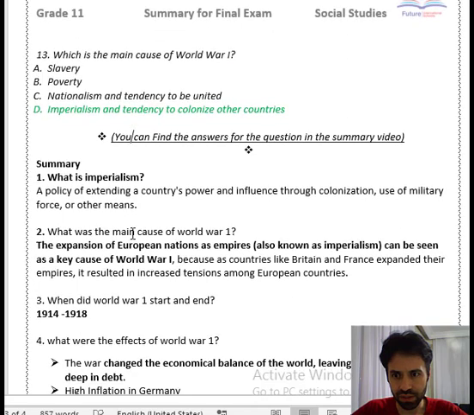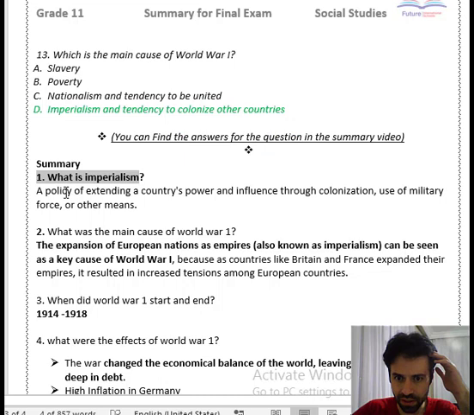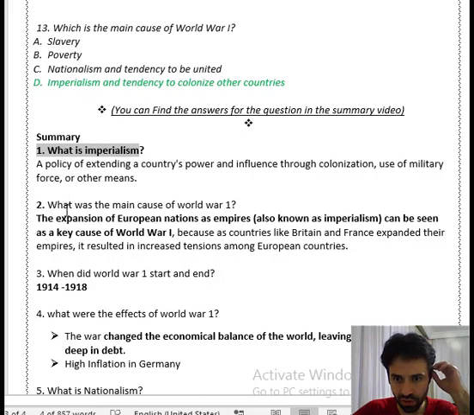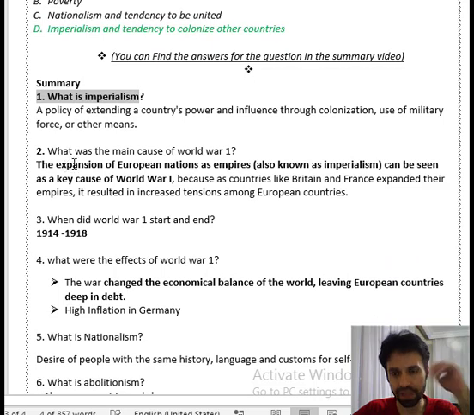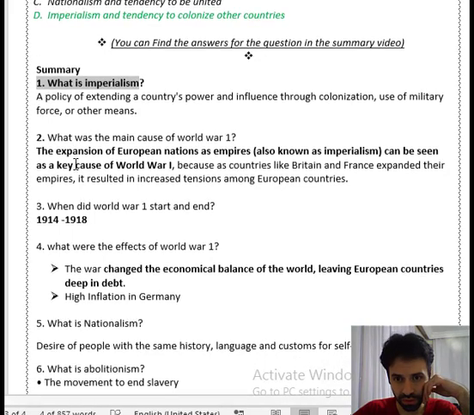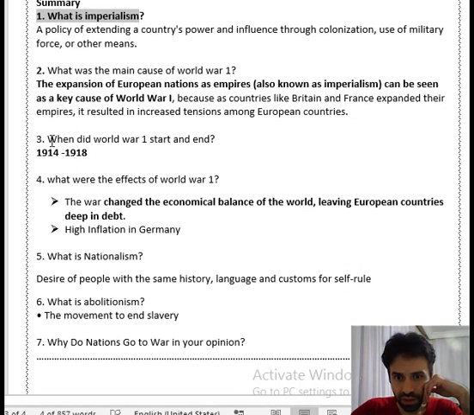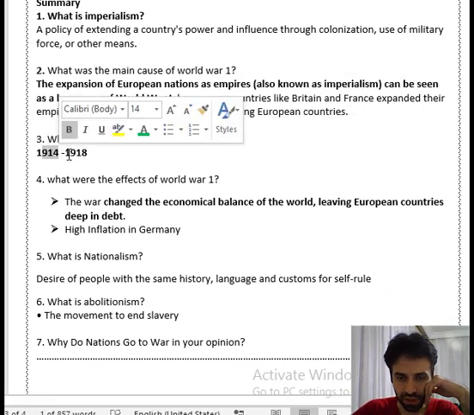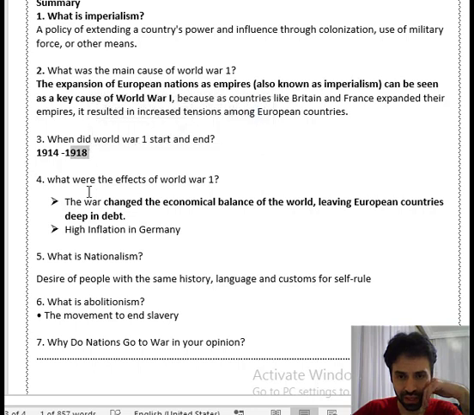Now we have the questions here. The list of questions are written here. What is imperialism? The tendency of a country to expand its influence through colonization or use of military force or other means. Imperialism was the main cause of World War I, as we told, the tendency of countries to expand their power by colonization and using military force. When did World War I start and end? 1914 was the starting date and 1918 was the ending date.